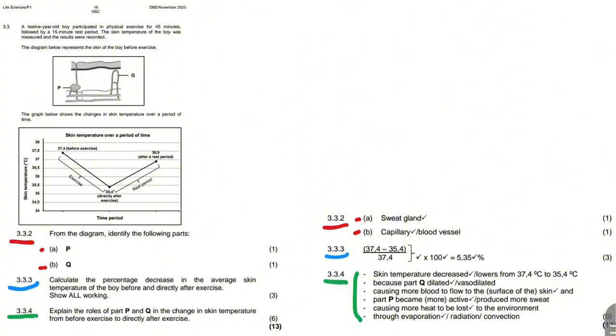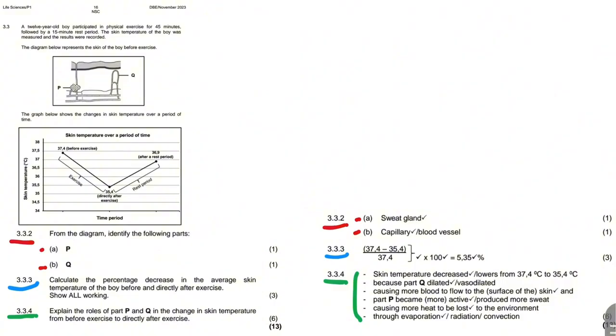3.3.3. Calculate the percentage decrease in the average skin temperature of the boy before and directly after exercise. Show all working. In the answer, we have the equation 37,4 minus 35,4 divided by 37,4, and that multiplied by 100 gives us 5.35%.